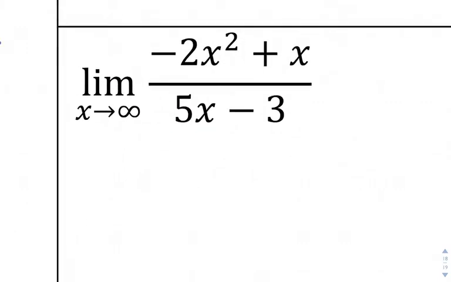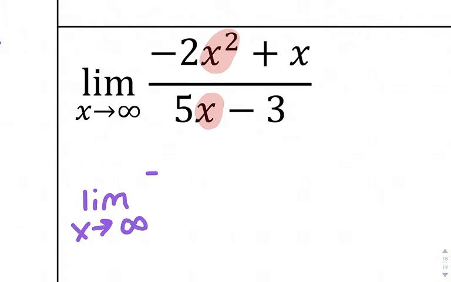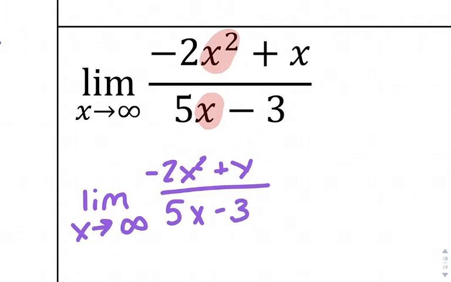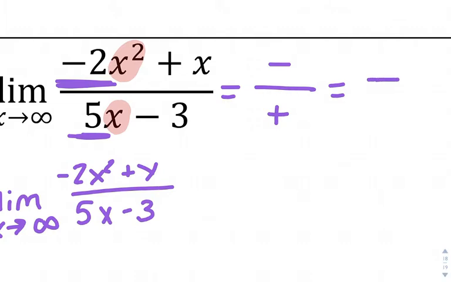So let's try another one. As the limit approaches infinity of negative 2x squared plus x divided by 5x minus 3. I notice on top, biggest degree is x squared. On bottom, biggest degree is just x. So I know it's going to go towards positive or negative infinity because the degree on top is bigger. I just have to decide which one it is. Looking here, I notice my leading coefficient of the top is a negative number. Leading coefficient on the bottom is a positive number. A negative divided by a positive is always a negative number. Therefore, this is going to go towards negative infinity.